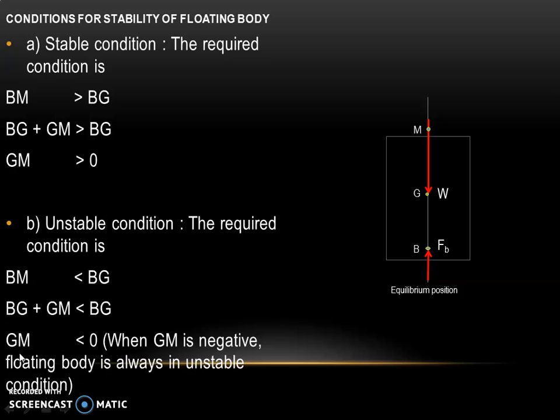We need to find out metacentric height and check whether it is positive or negative. If it is positive, we say that the body is in stable condition, and if it turns out to be negative, we say that the body is in unstable condition.